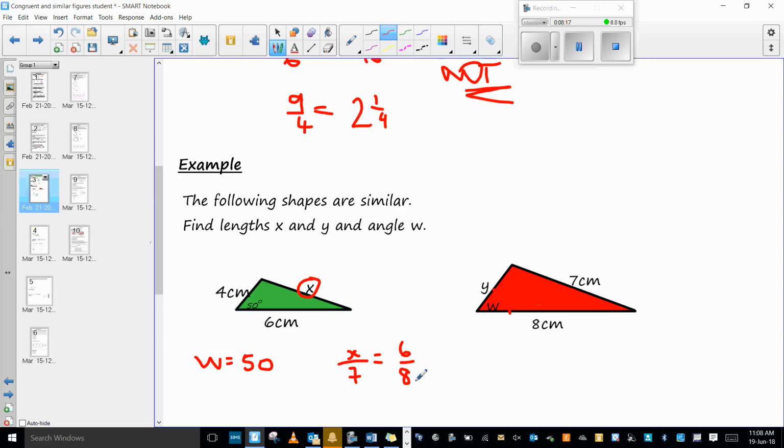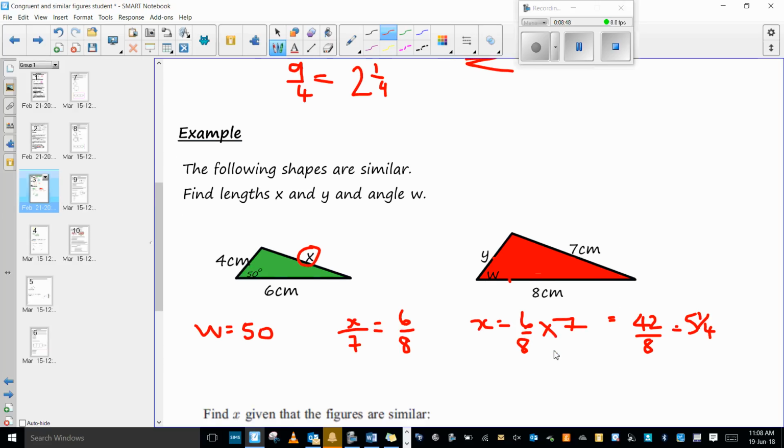So to rearrange this to get X on its own, we would have 6 over 8 multiplied by 7, because I've got X divided by 7 here, and to undo that I have to multiply both sides by 7, which gives me 42 over 8, which is 5 1/4. So that's length X.